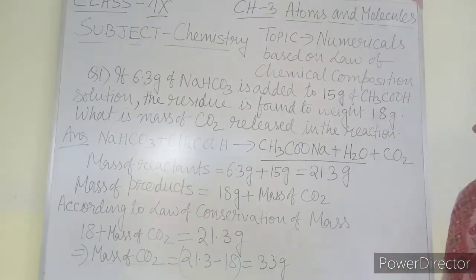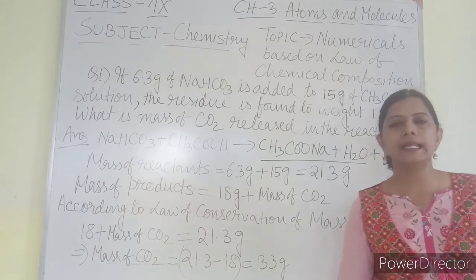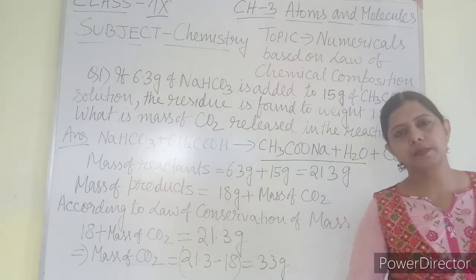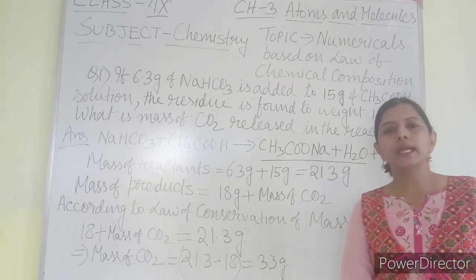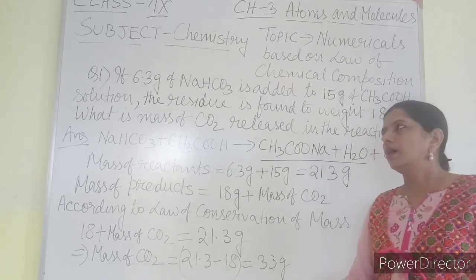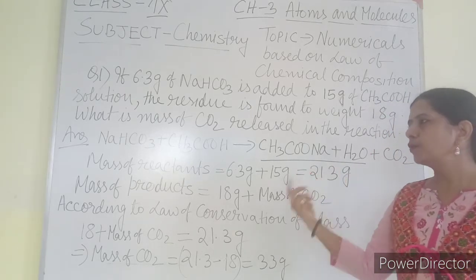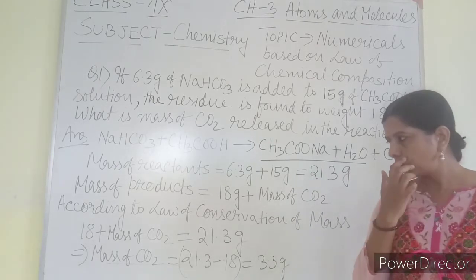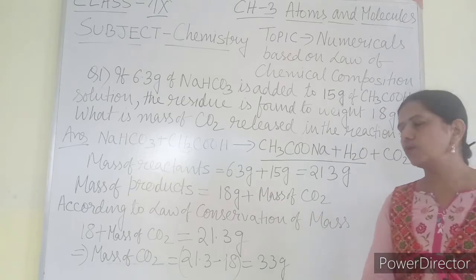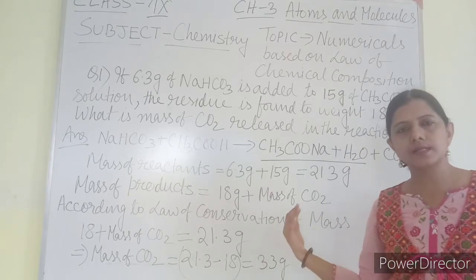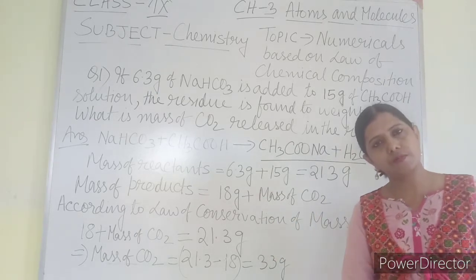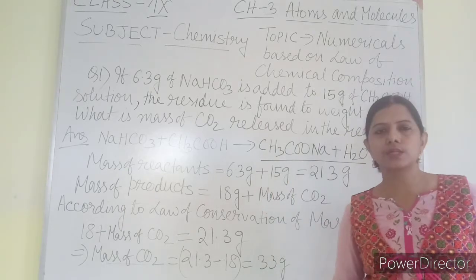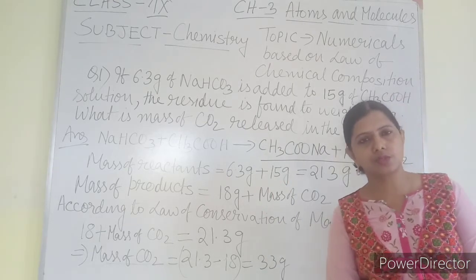So in this way you can calculate the mass of any unknown substance given in a chemical reaction, or you may get a question that says just prove that this equation follows the law of conservation of mass. So if the mass of reactant is equal to the mass of product, you can say that it is according to the law of conservation of mass. So this is my first question. Now I will discuss the second question.